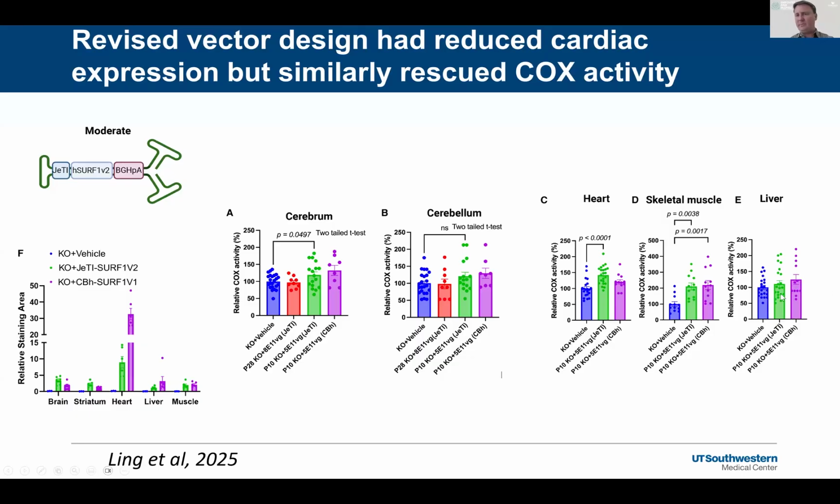We didn't see as much benefit in the liver, but that may be an effect of us dosing mice at 10 days old, after which they undergo a lot of growth in the liver and a dilution of the vector genomes. But at this point, we had engagement here in the brain, the heart, and skeletal muscle, all critical targets for Leigh syndrome.